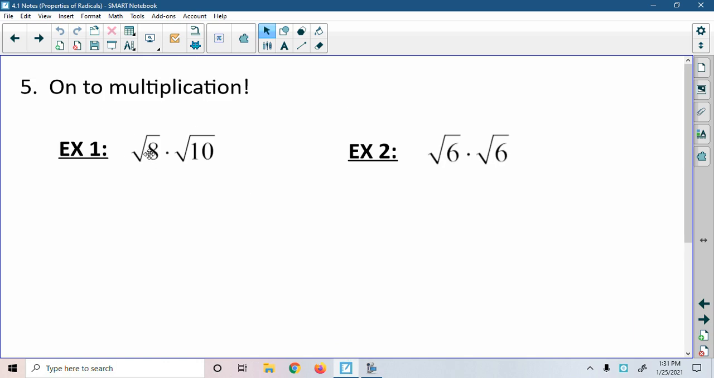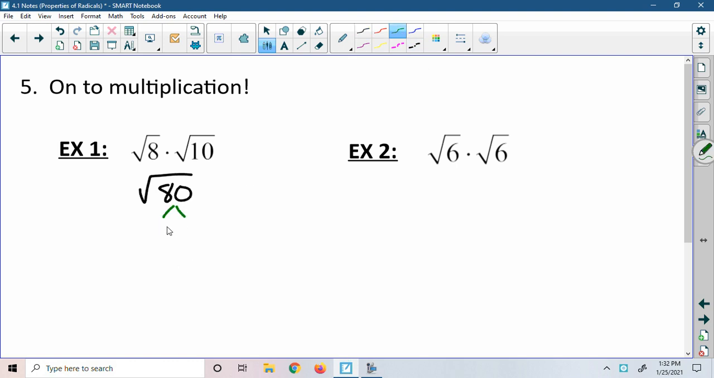But example 1 here, we've got the square root of 8 times the square root of 10. Nothing too hard. If you have a radical times another radical, you really just multiply what's inside of them together. So square root of 8 times square root of 10 will be square root of 80. Easy enough, right? But like we learned in the last video, now you can try to simplify this down. So I know 80 can break up a bit.